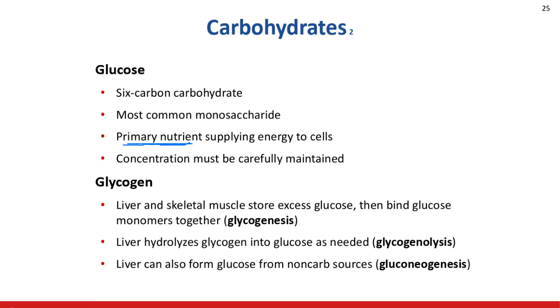So that's why it is so important that you maintain a certain amount of glucose in your blood. Hence, low blood sugar, high blood sugar, low blood sugar and insulin, right? High blood sugar and insulin, that sort of thing. So your blood sugar levels, which is primarily glucose, are carefully maintained.